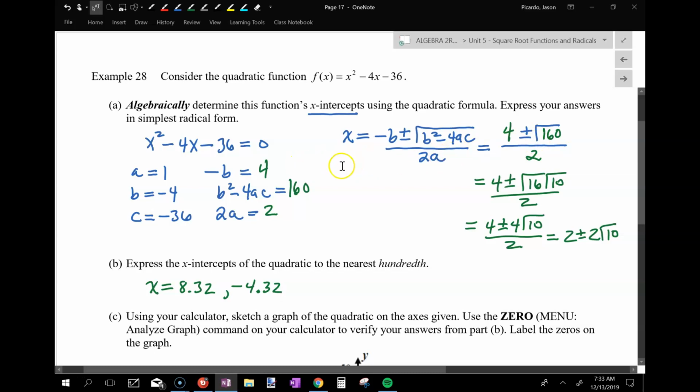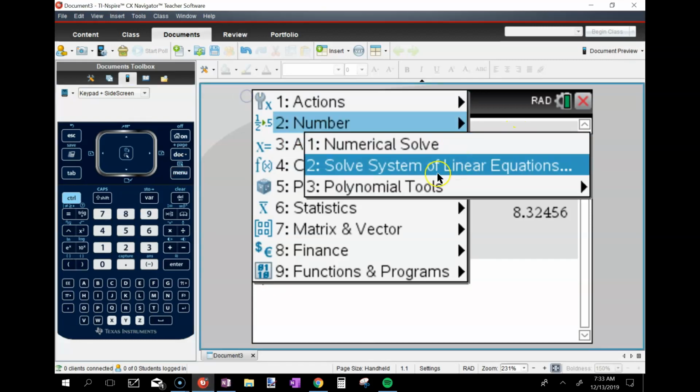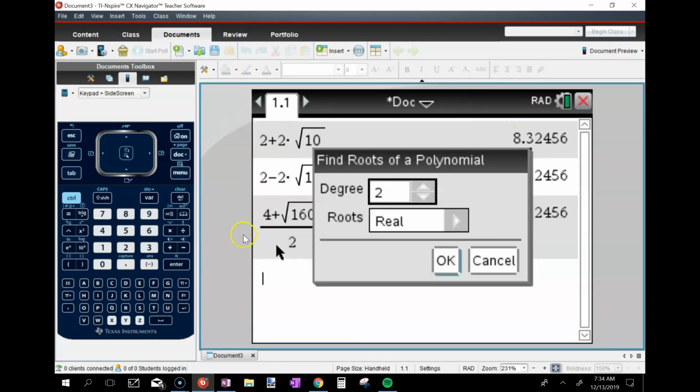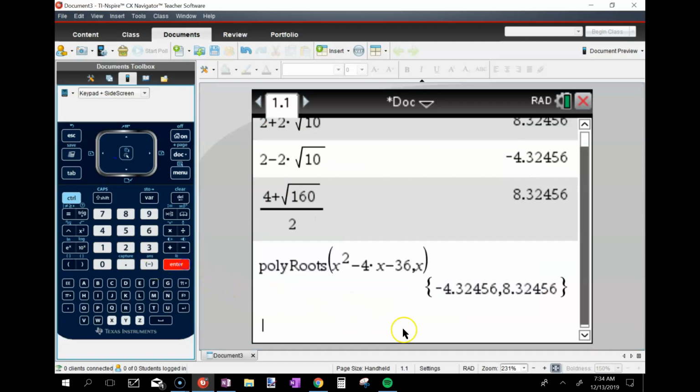I could go to, where do you want to go? You want to go to this and do what with it? Polyroot it, right? Polyroot it. So again, menu, algebra, polyroot it. So what were the numbers? Negative 4 and negative 36. And there's my answers again, right?